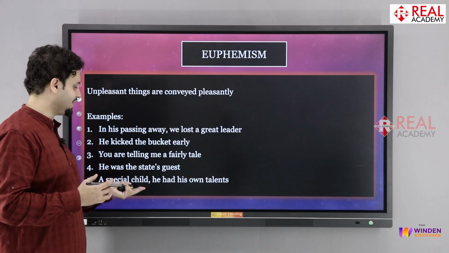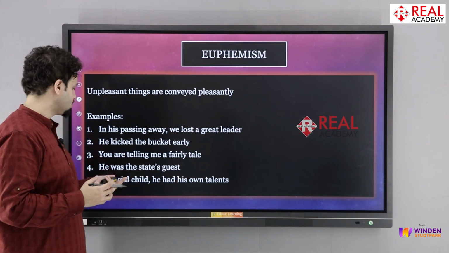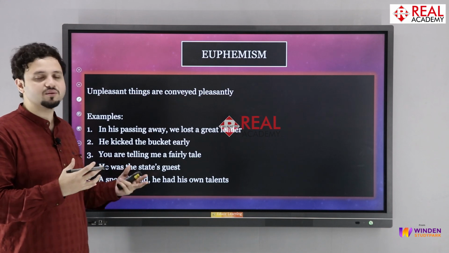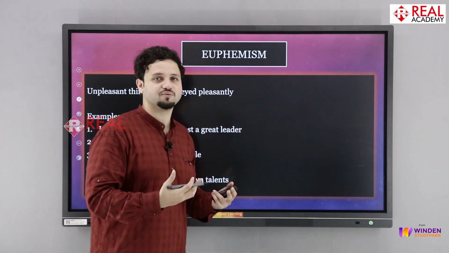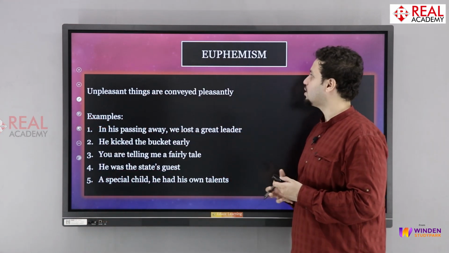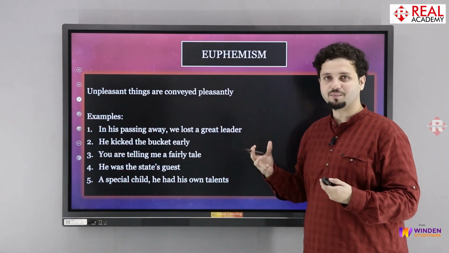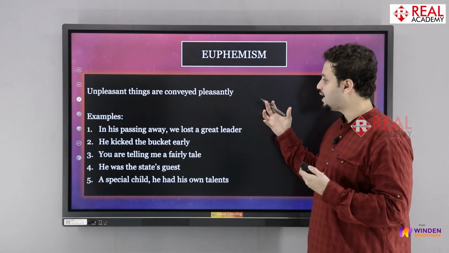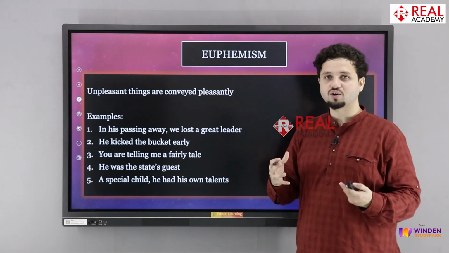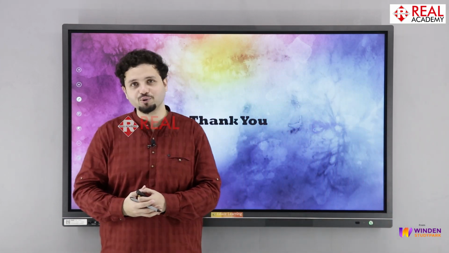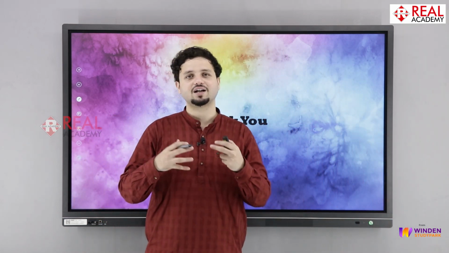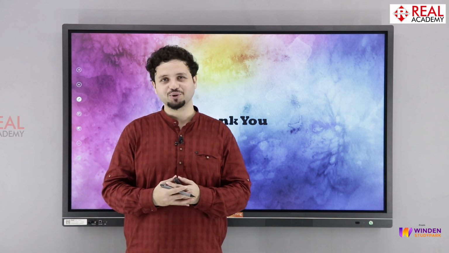A special child, he had his own talents. So here, using a word like special child is good rather than using some other term for them, right? So this was all about euphemism. Try to get these examples as much as you can and read this example, along with that practice a lot of examples. So here we end our part 2 of figure of speech, and there are other figures of speech also that you need to study.